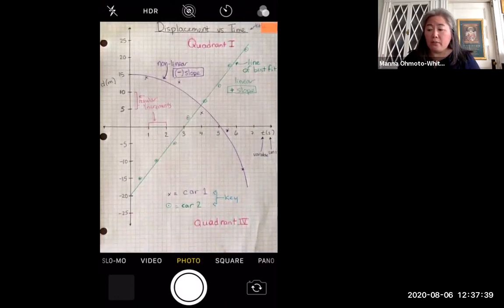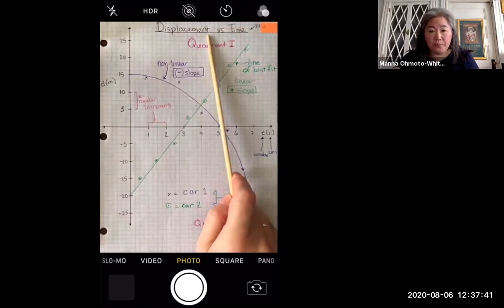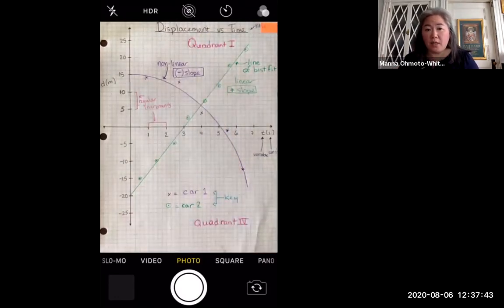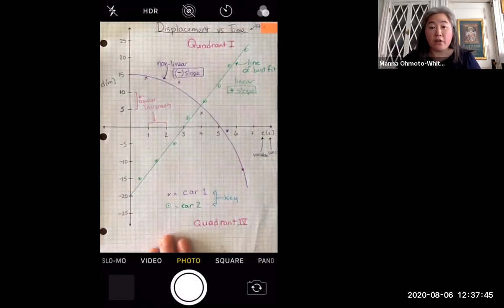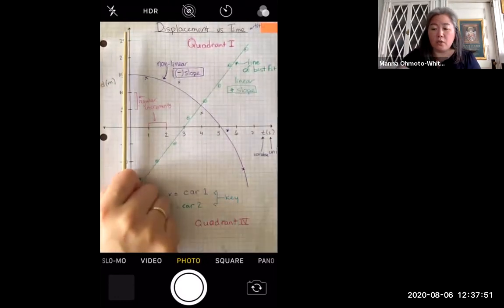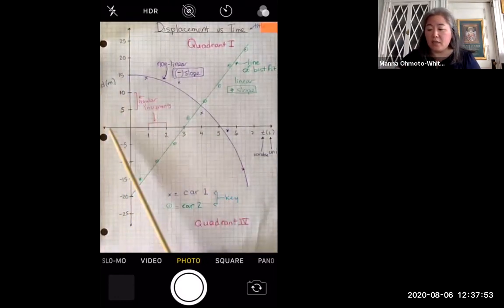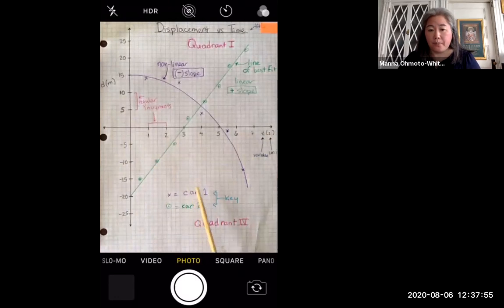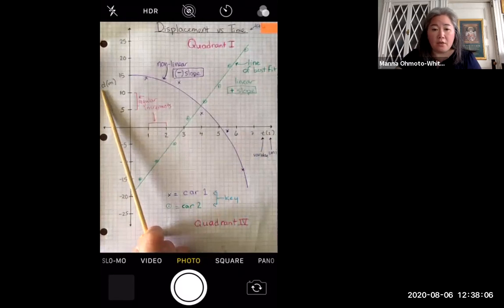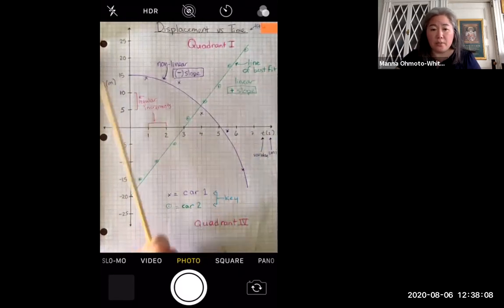Our graph has to begin with a title, which gives us some understanding as to what variables are being used. Displacement versus time is a perfectly fine title. I have displacement on the y-axis, and I have time on the x-axis. Each axis has its variable labeled and the unit in parentheses in SI form, Standard International. Here I have the variable and the unit.